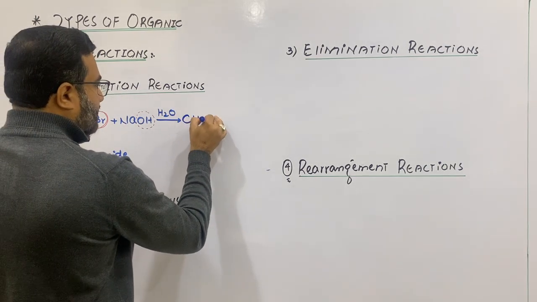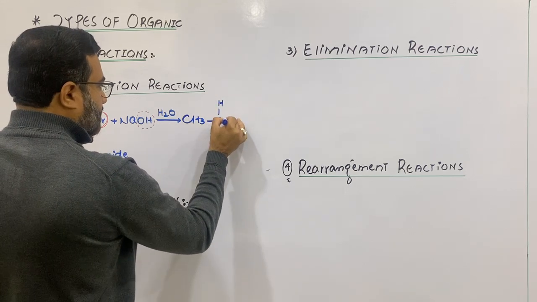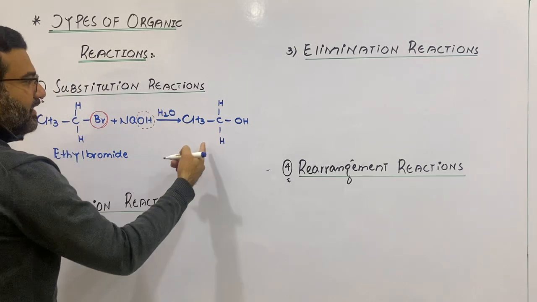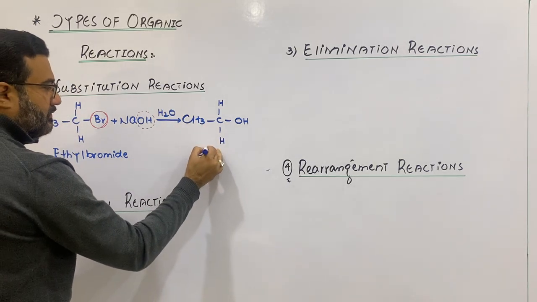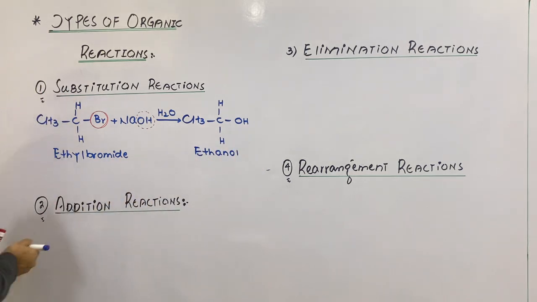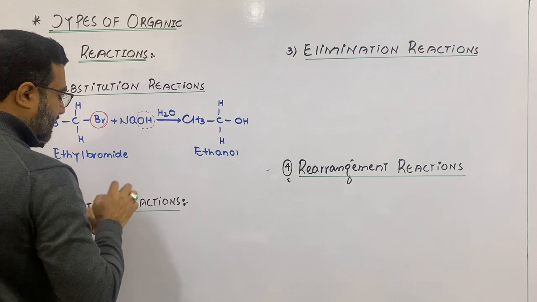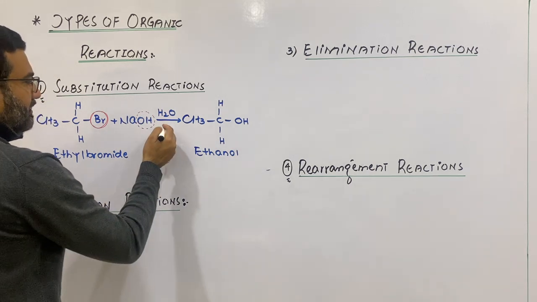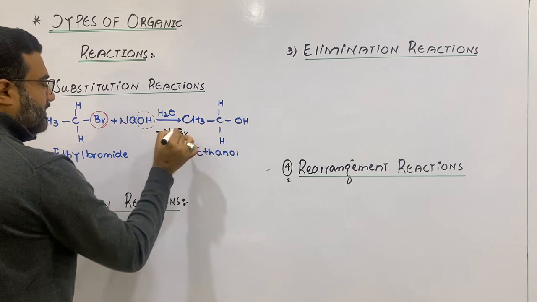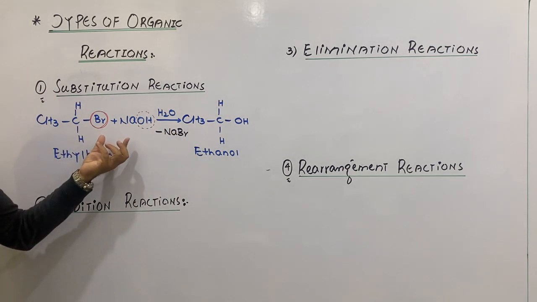and the product will be CH3CH2OH. The major product will be ethyl alcohol, also called ethanol, and here the side product will be NaBr. The sodium and bromide will form NaBr. It will be a side product here. So this type of reaction is the substitution reaction.